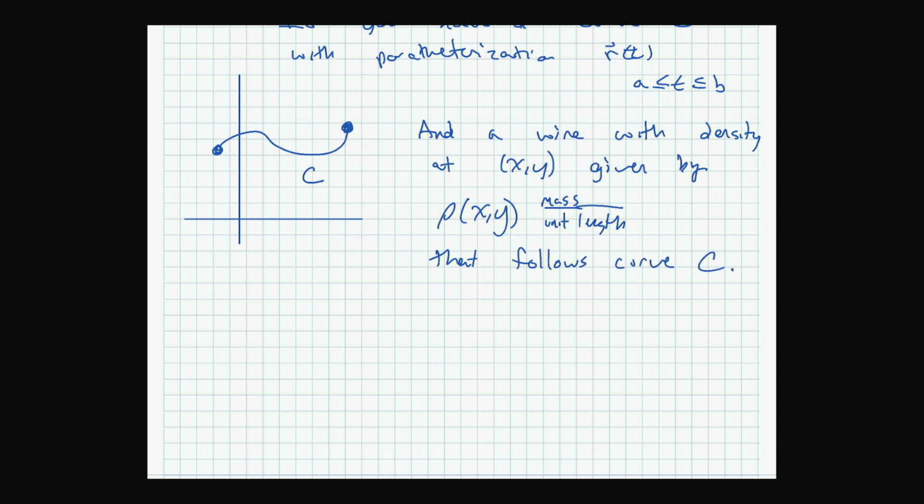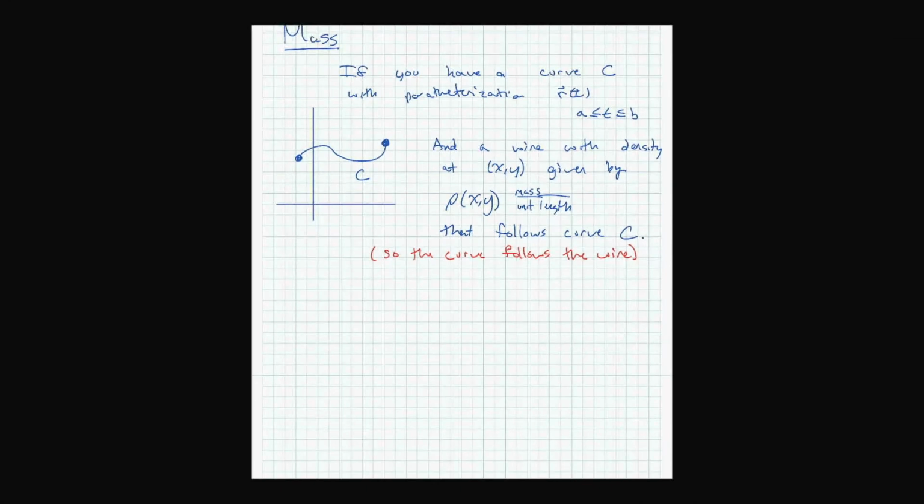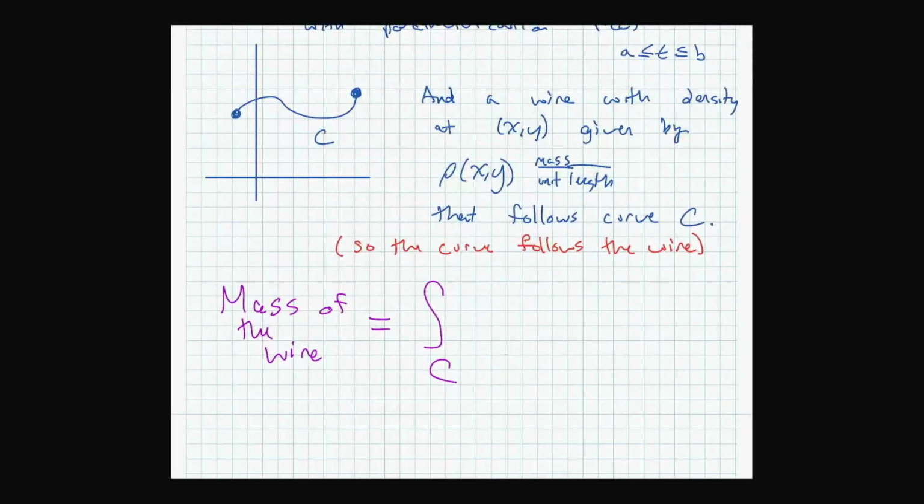Right. So the curve is the wire, basically, right? That's what we're saying here. Or rather, the wire follows the curve is what I should say, but I guess that's technically the same thing. In that case, your total mass of the wire is just going to be a line integral. So you're just going to integrate over C of the density function.